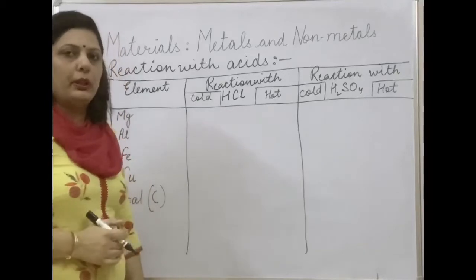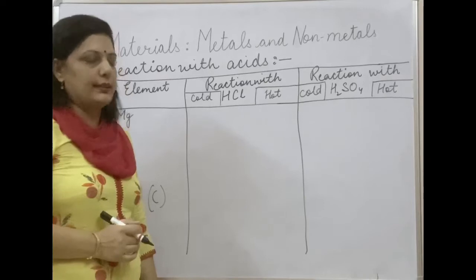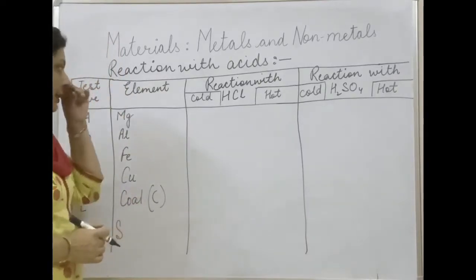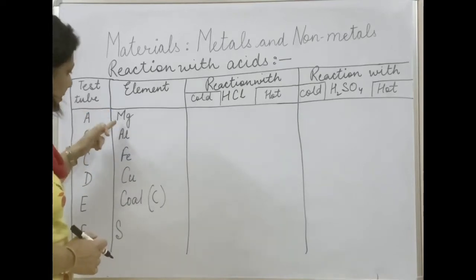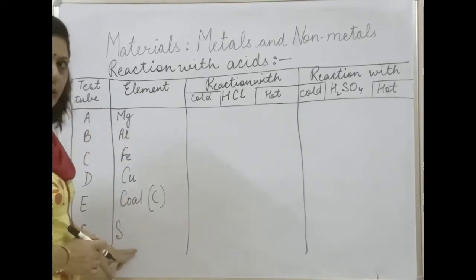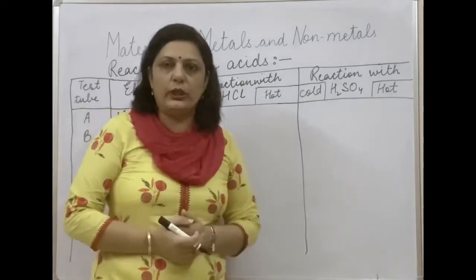Now the next property we are going to discuss is how elements react with acids. Here I have drawn a table, and in this table you will find that I have written both elements: metals, and a few non-metals also. So this can be done with the help of an activity. What you have to do in the activity?